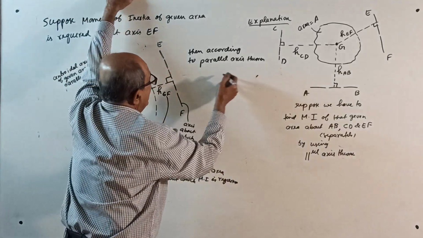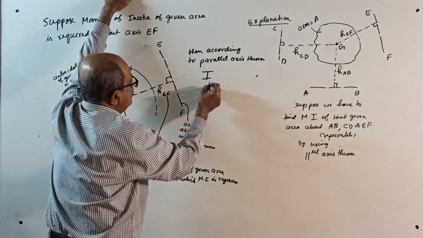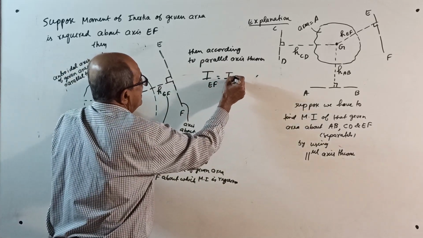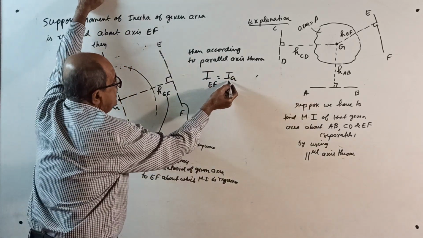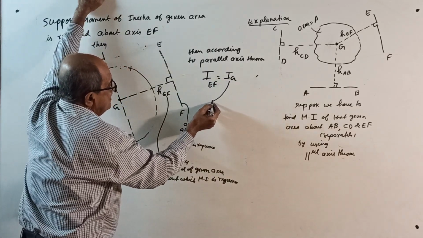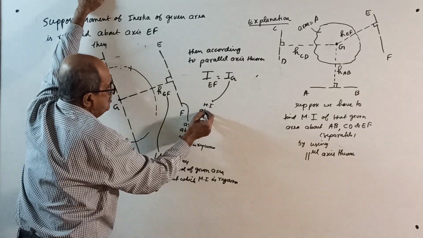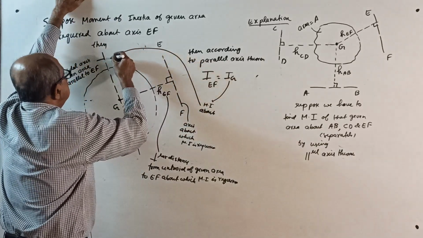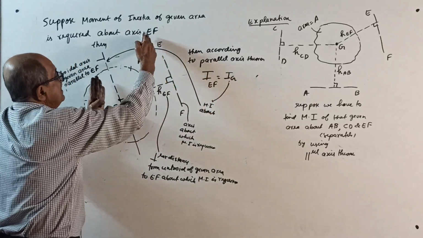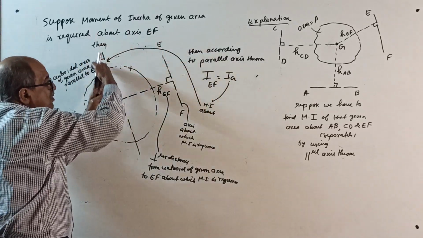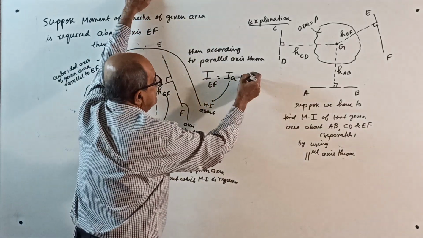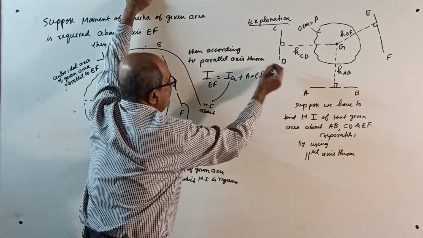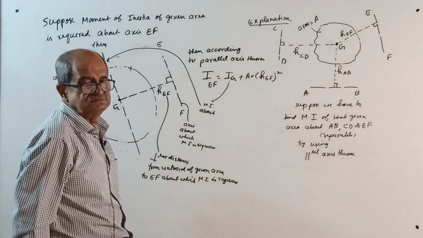Then, according to the parallel axis theorem, I_EF equals, once again, I_G. I_G means what? Moment of inertia about the centroidal axis. This is the moment of inertia about this axis, plus area into H_EF square, which is about EF. This is sufficient.